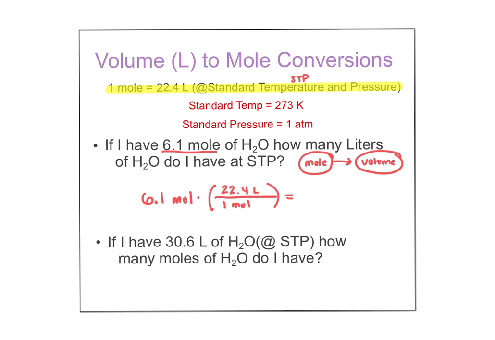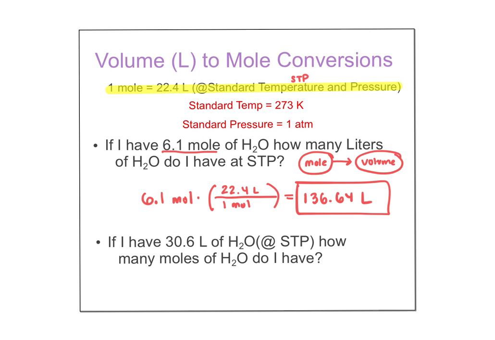Okay, so in my calculator, I'm going to take 6.1 times 22.4, hit equal, and then divide that answer by 1. I get 136.64 liters as my final answer. Okay, I want you to try this one. Use your mole island. I have 30.6 liters. How many moles do I have? Pause the video and give it a try.